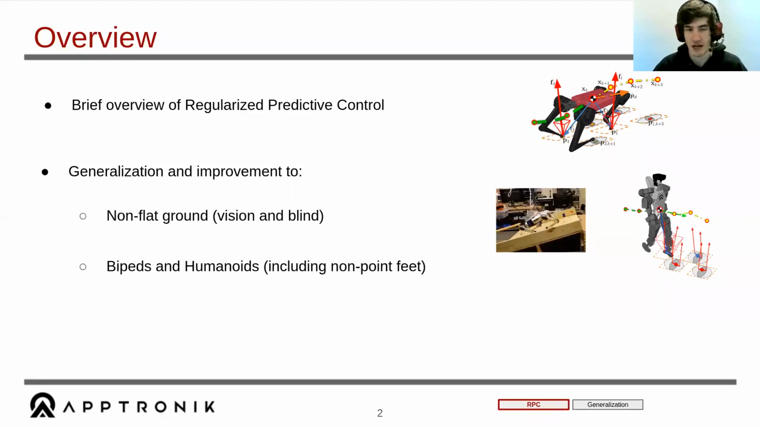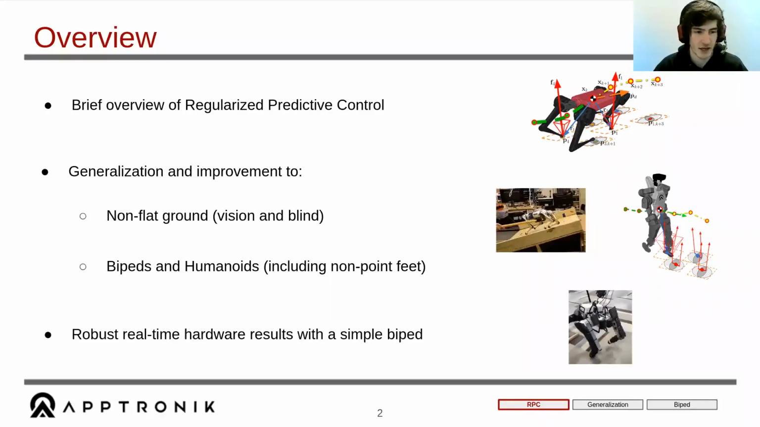And then I'll talk about how I extended the algorithm to bipeds and humanoids, including non-point feet. A lot of the algorithm in the way that I wrote it originally relied on a point foot assumption, but you can extend it to any kind of feet, line contact feet, any kind of plane feet. So I'll be talking a little about that. And then I'm going to show some real-time hardware results of the nonlinear MPC controller that I made on a very simple biped robot that you see over there.